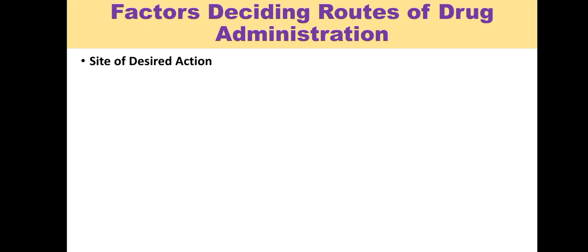As I told you, if the desired action is required at a site which is accessible, and it is not an emergency condition, then the local route is definitely better, as we have seen in the case of the ankle sprain or in the case of the vaginal candidiasis. Then the condition of the patient. If the condition of the patient is not that serious, you can think about the oral route if the characteristics of the drugs permit.